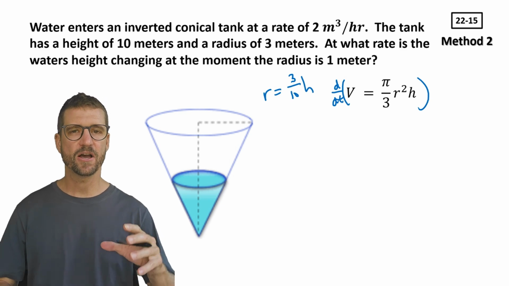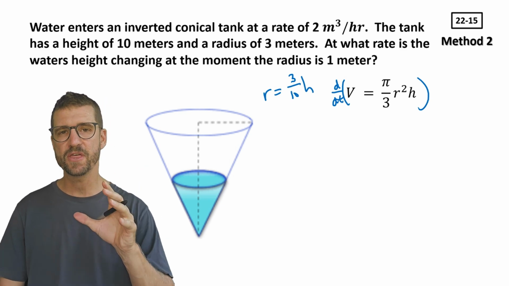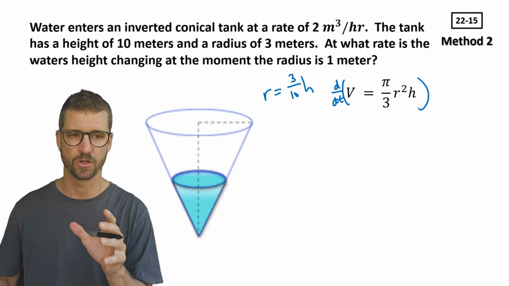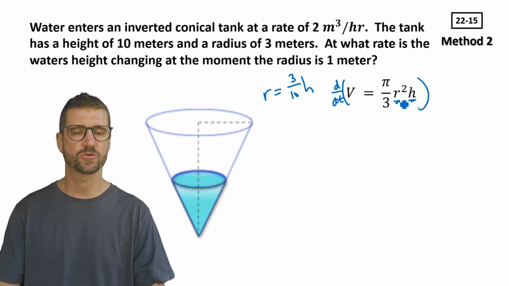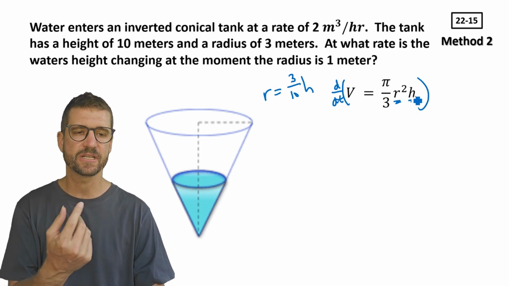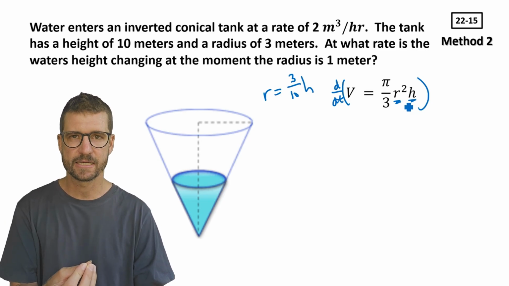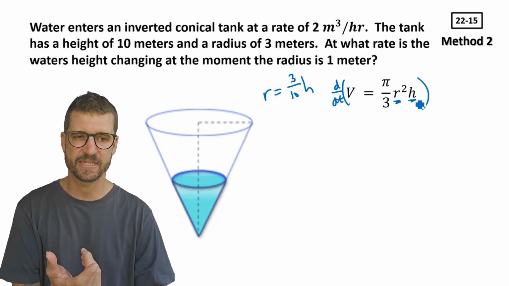So I hope you pause the video and I hope you realize that what we need to do there is use the product rule, okay? So we need to look at each of these separately. We need to look at r squared and we need to look at h. And if you remember the product rule, you take the derivative of the first, leave the second alone, plus leave the first alone, the derivative of the second, right?